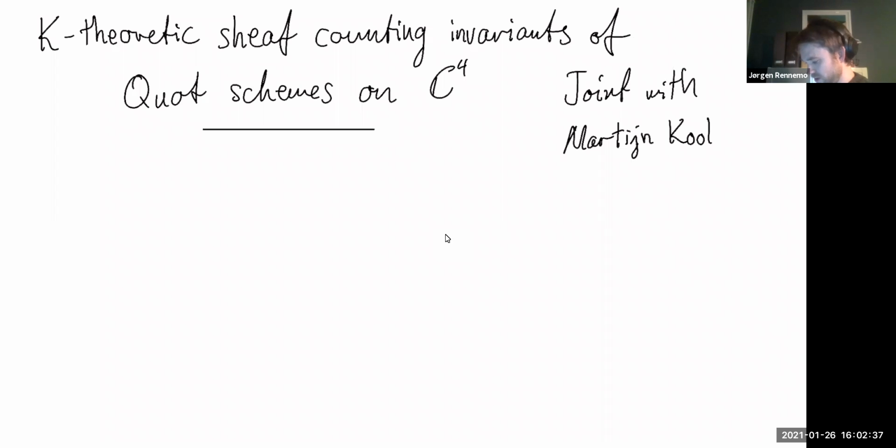So, the title is K-theoretic sheaf-counting invariants of Quot schemes on C4. This is joint work in progress with Martijn Kool. There won't be any derived categories appearing in this talk, so in that sense it's a misfit for the derived seminar, although there'll certainly be complexes of coherent sheaves. So I count that as giving me permission to use this topic.